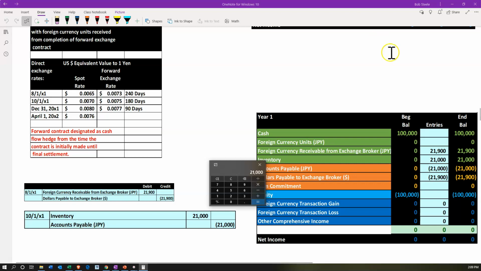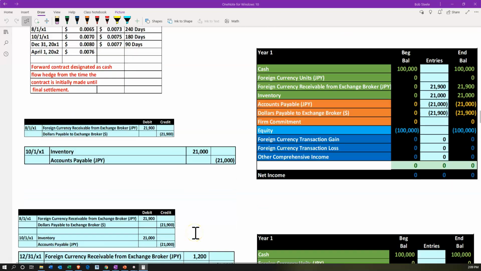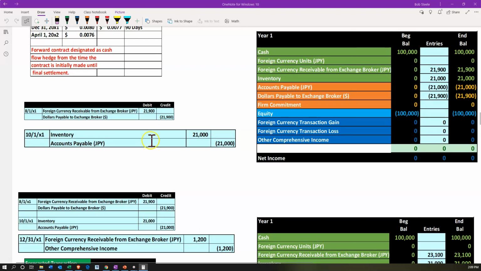That's going to be the 21,000. So the inventory going on the books at the 21,000, nothing really new here. This is the same kind of thing that you would expect for many of the scenarios. We're putting this on the books when we received it at the current spot rate, debiting the inventory of the 21,000, and then the accounts payable going on the books at the 21,000.